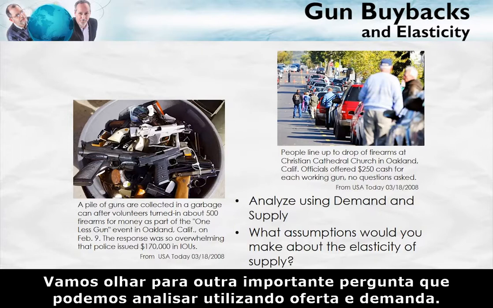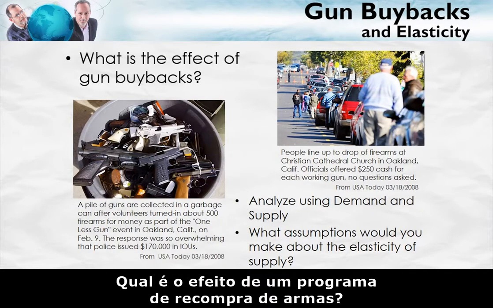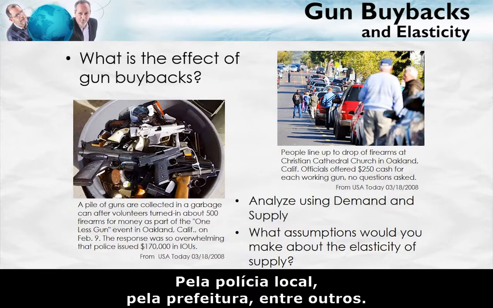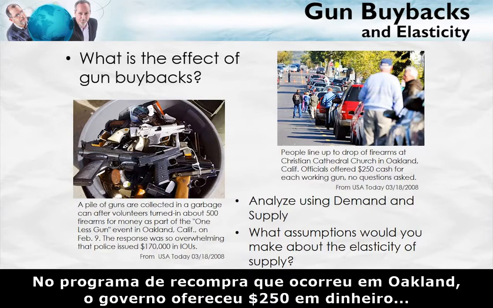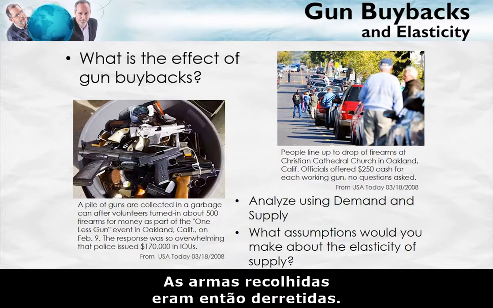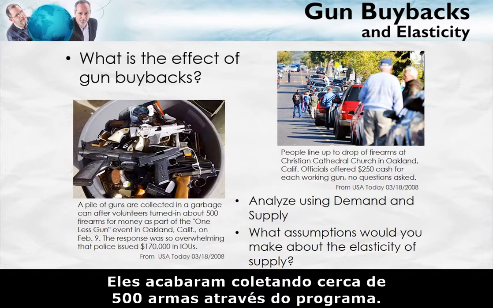Let's look at another important question which we can analyze using demand and supply. What is the effect of gun buybacks? Now, these buybacks are often sponsored by local governments, the local police, the local mayor, and so forth. In this buyback, which was held in Oakland, the officials offered $250 cash for each working gun, no questions asked. They then collected the guns and they melted them down. The idea was to get guns off the street. They ended up collecting about 500 guns in this buyback.